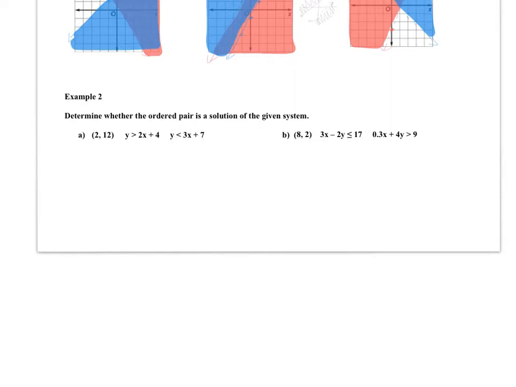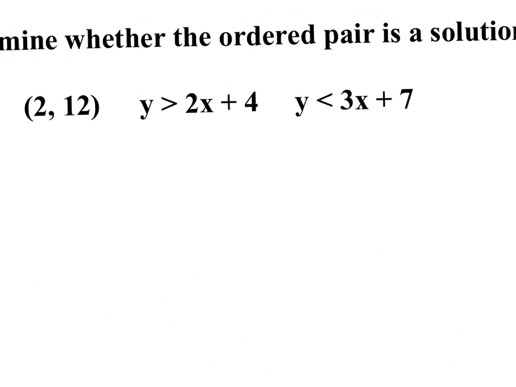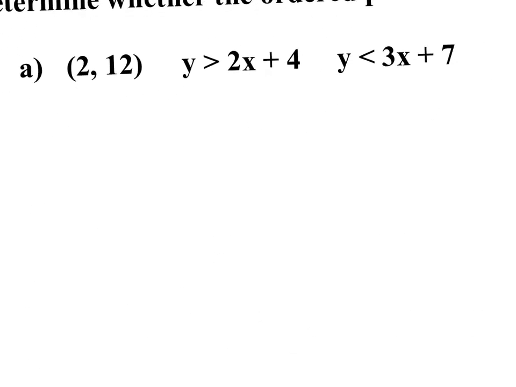And it says determine whether the ordered pair is a solution for the given system. Okay, so just like in our last lesson, when we had an ordered pair, we would plug in the x and the y. All right, so we would plug in x and y to see if it worked. You're going to do the same thing. It's just now you're going to plug x and y into both equations and make sure it works for both. If it doesn't work for both, it's no good.